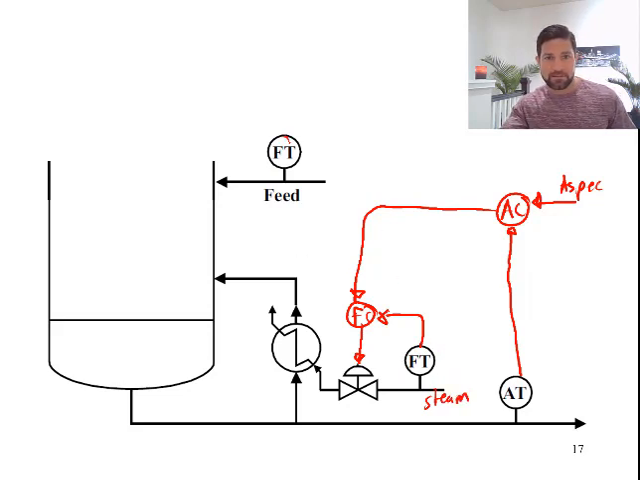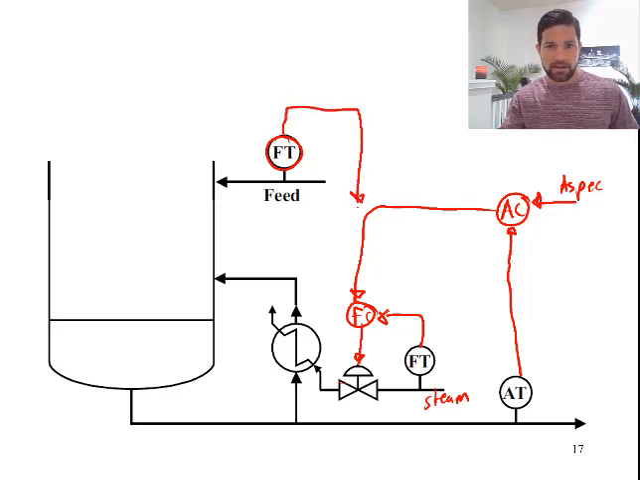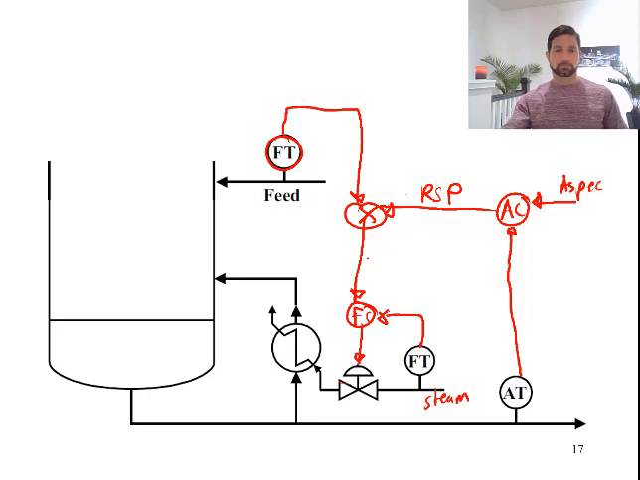Okay, so if the feed is the main disturbance, we can incorporate a ratio control. So based on the amount of feed to the system, we have to increase the amount of steam. So the measurement of the feed is going to be sent to a ratio controller. The composition controller is going to provide a remote set point.